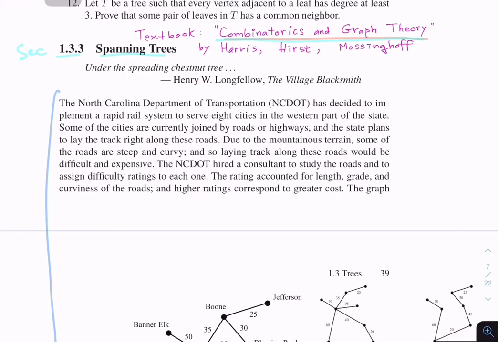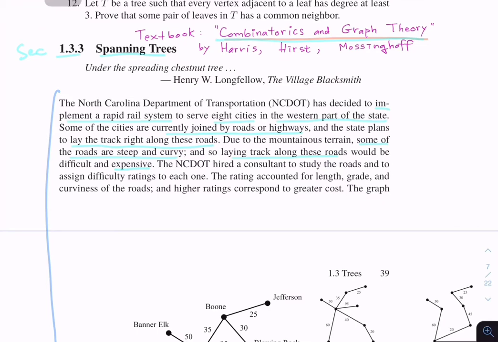Let's say that we want to implement a rapid rail system to serve 8 cities in the western part of North Carolina. Some of the cities are already joined by roads or highways, and we want to lay the track right along these roads. And due to the terrain, some of the roads are steep and curvy, so laying track along these roads would be expensive.